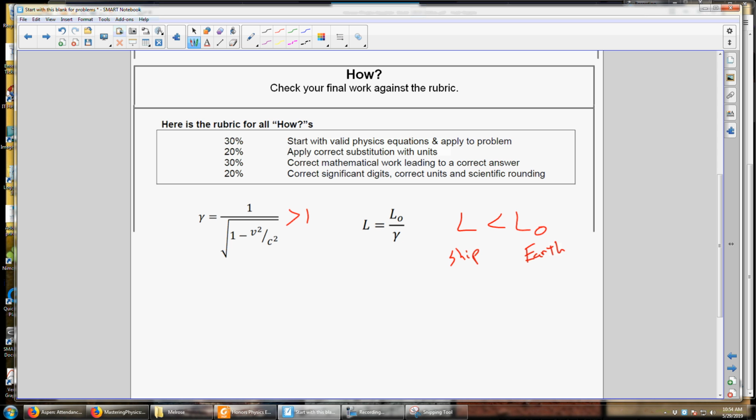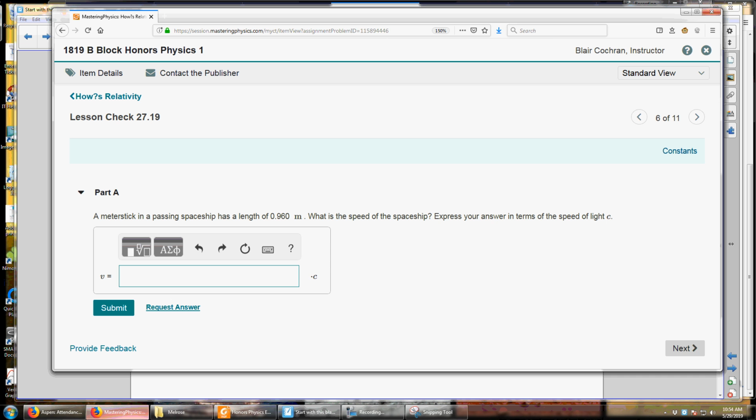And so they tell us, let's see, what facts do they give us? They tell us a meter stick. What does that tell us? In its frame of reference, it's a meter long. Wasn't that clever? I just realized that, but it's so annoying. And they want our answer in terms of the speed of light.